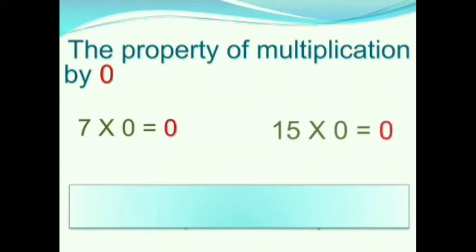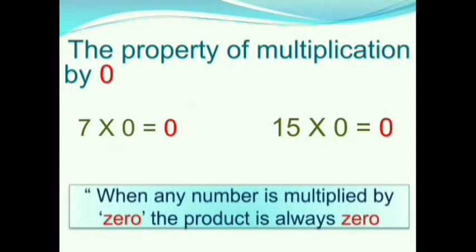Now we will learn about the property of multiplication by 0. Observe the given examples. 7 into 0 is equals to 0. 15 into 0 is equals to 0. What is the product obtained in the above examples? In the above examples, the product is 0. From the above examples, we can conclude that when any number is multiplied by 0, the product is always 0.